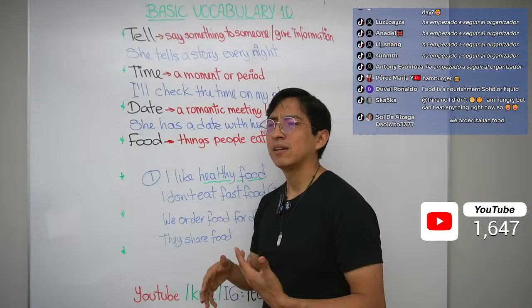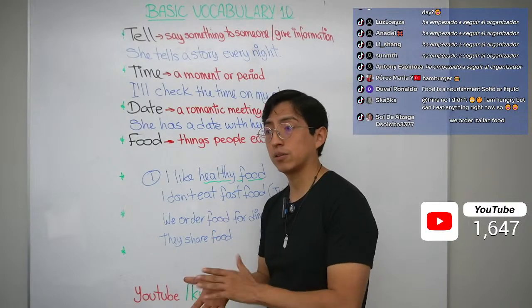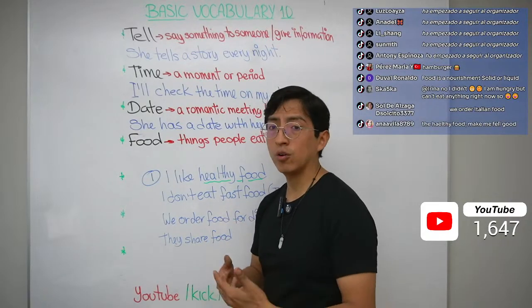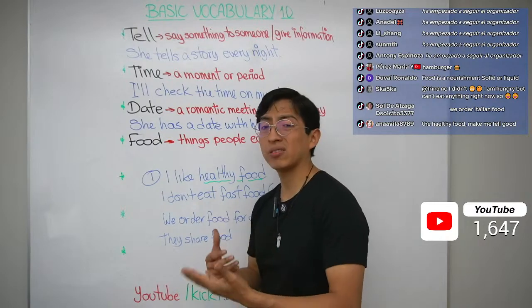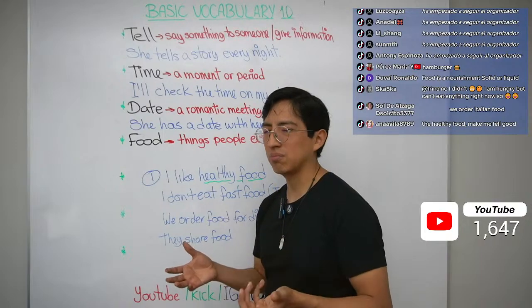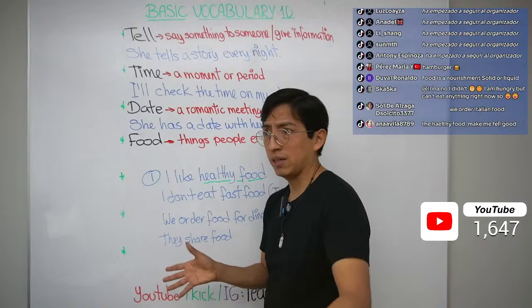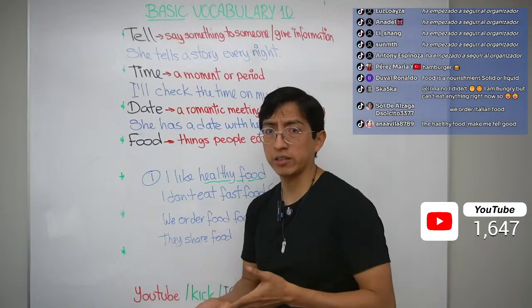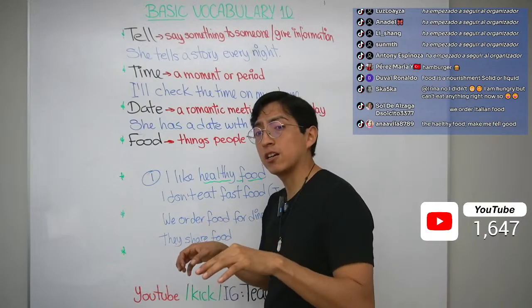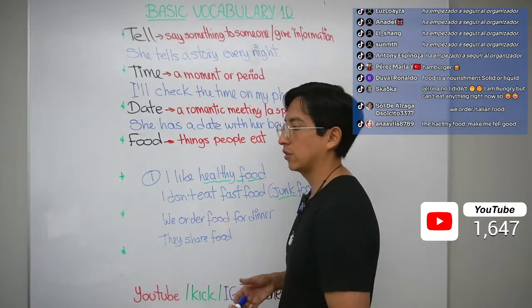If you see someone that doesn't have food, you can tell this person, "Hey, come here, we can share." Or maybe if you go to a restaurant and the other person doesn't eat a lot, you can say, "Hey, we can share food. We can order a big dish and we can share it. You eat this part and I eat this part. We share food." Yes, that's another thing that we can use here.